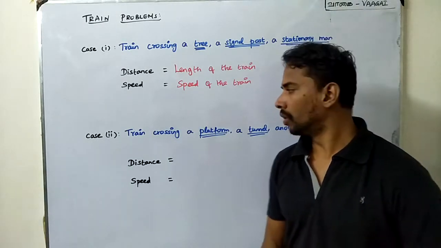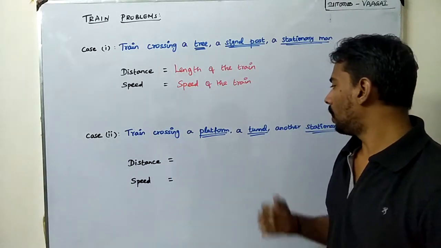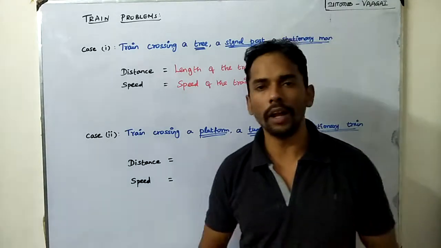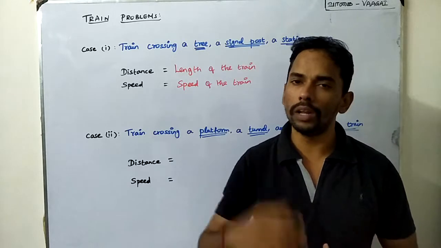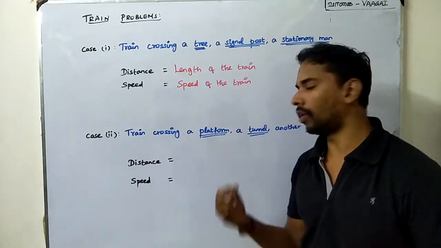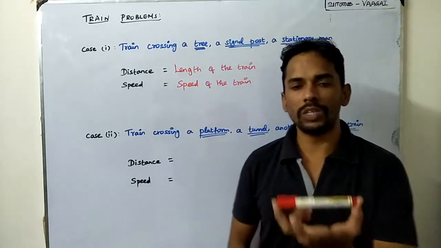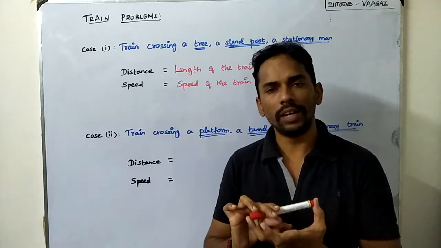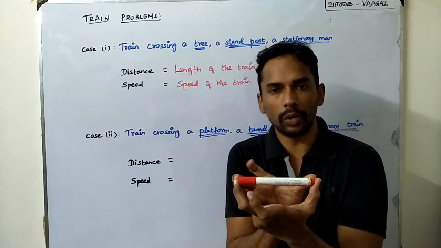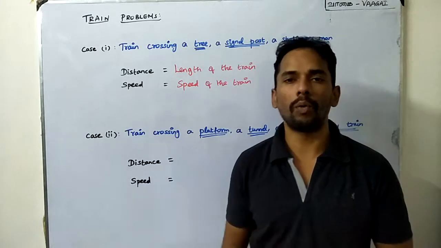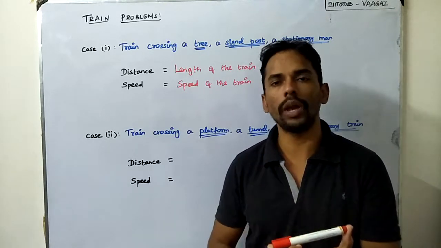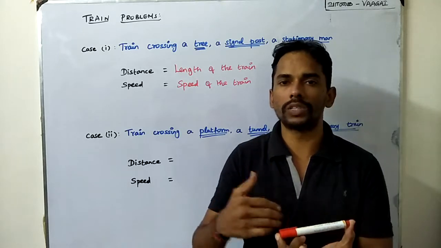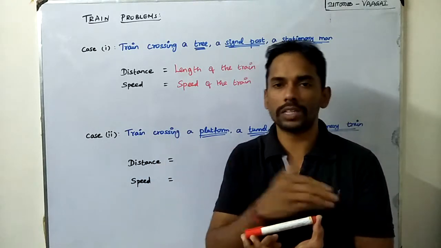Next, coming to case 2, a train crossing a platform, a tunnel, or another stationary train. Unlike objects like what we had in case 1, we have some particular length for objects like a platform or a tunnel. Suppose we have a platform, then we definitely have some length for this platform, right? That length can be 100 meters or 200 meters, whatever, but it will have some length. Let us now see what happens when a train is going to cross these kinds of objects.